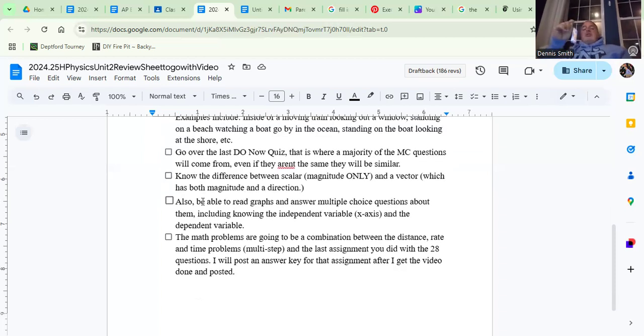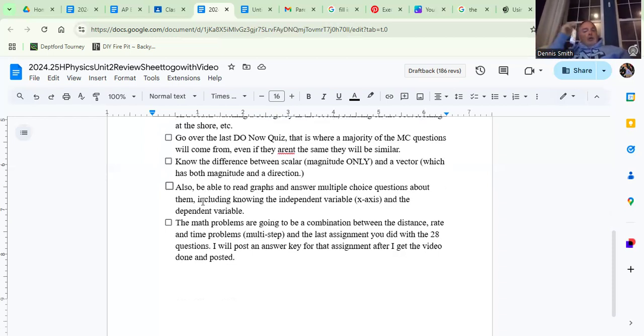Know the difference between scalar, which is just a number only, and a vector, which has both magnitude and direction. Know the x-axis is the independent variable, the y-axis is the dependent variable. Be able to read the graphs. Anytime you see a curve, that means there's some sort of acceleration taking place, and you need to pay attention to that.